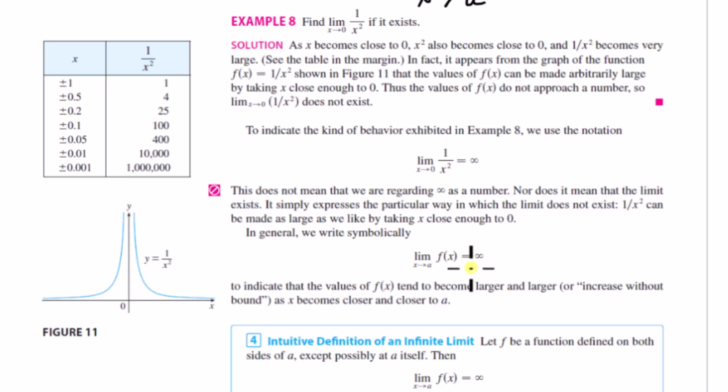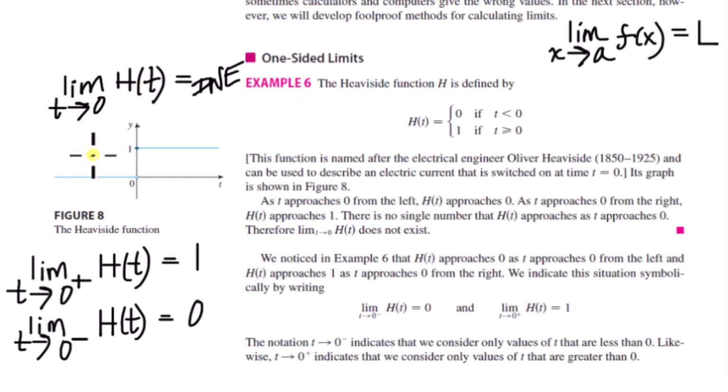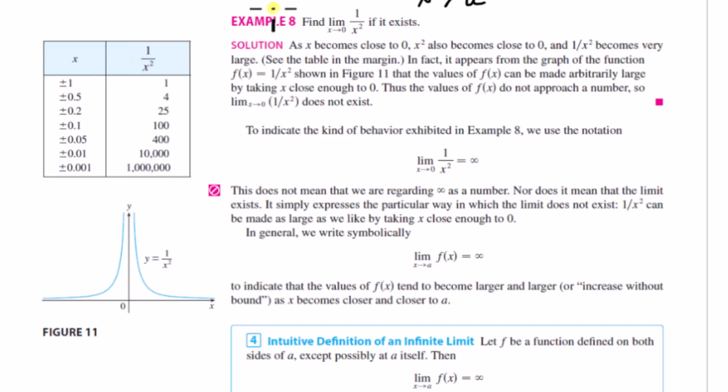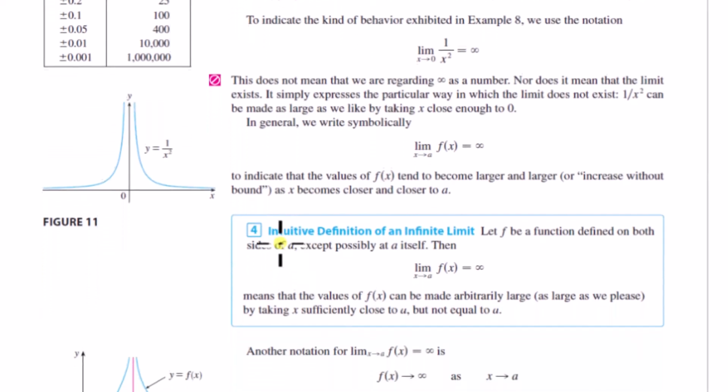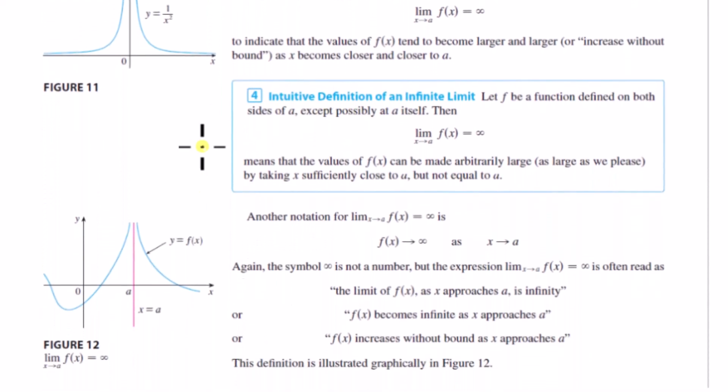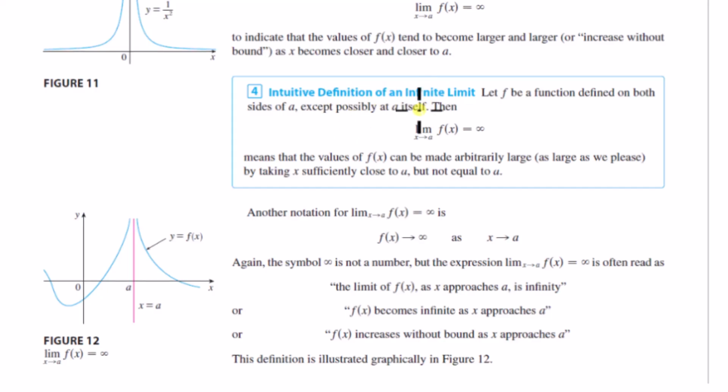Some limits aren't going to exist, like, if we come back here, the limit as t approaches 0 in general of the Heaviside function. This limit doesn't exist, but it's not existing in some unique way that we specify with a certain symbol. This limit just doesn't exist. We state it doesn't exist. Infinite limits don't exist in a unique way that we specify using the infinity symbol. That's it.